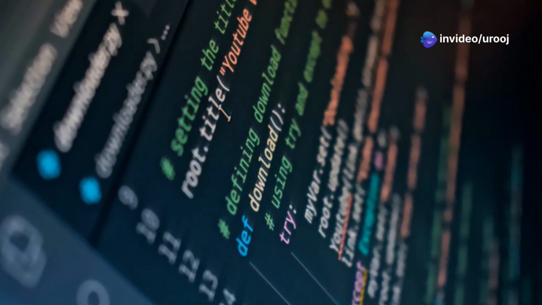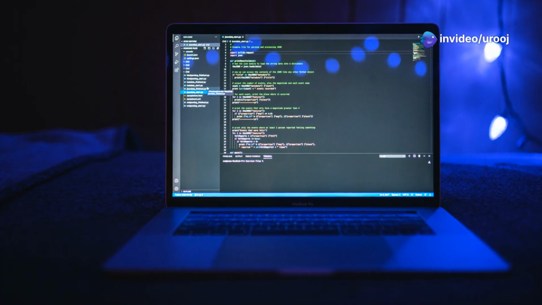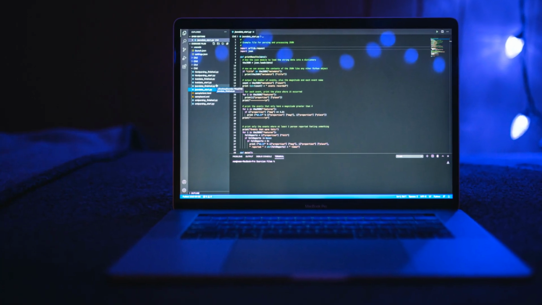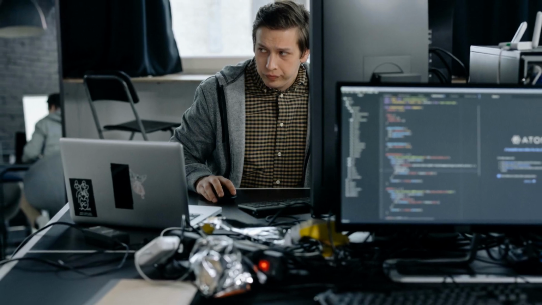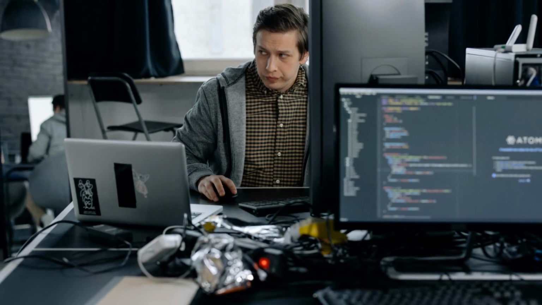Embracing the power of prediction. Machine learning is transforming how we interact with technology. It's helping us build smarter products, make better decisions, and even predict the future.